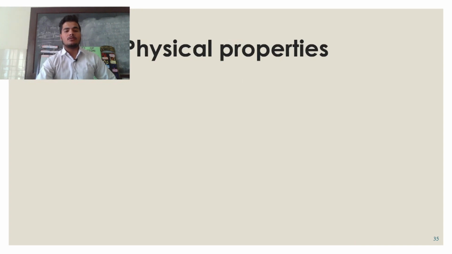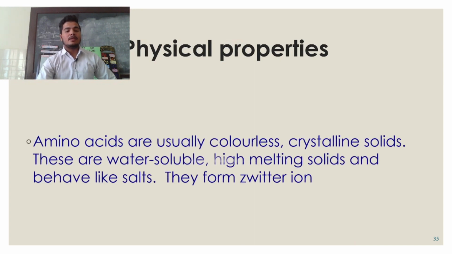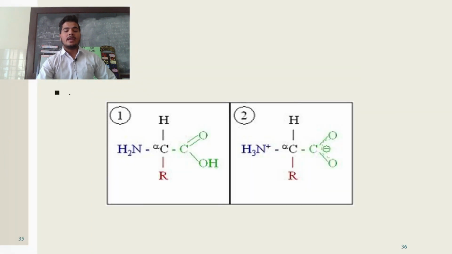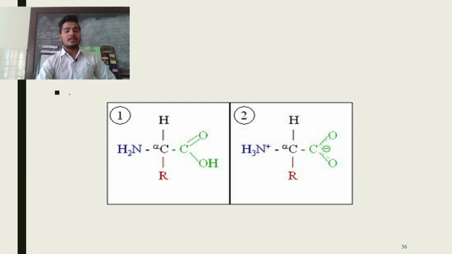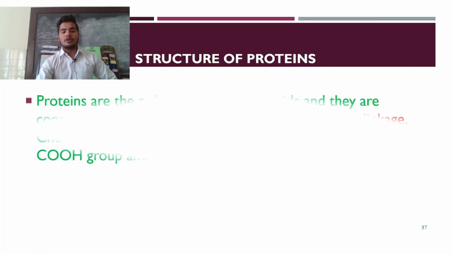Now we will discuss the physical properties. Amino acids are usually colorless, crystalline solids. These are water soluble, high melting solids and behave like salts. These are the structures of amino acids. Now the structure of proteins.